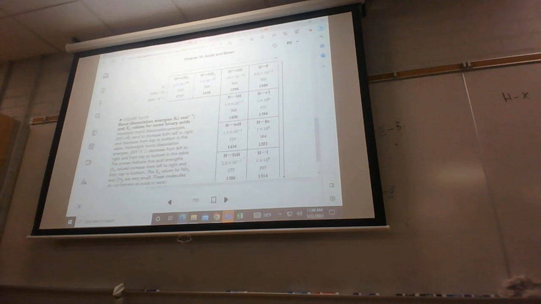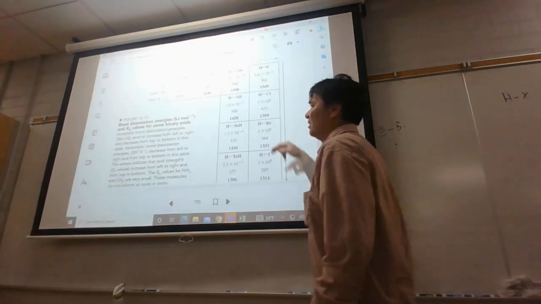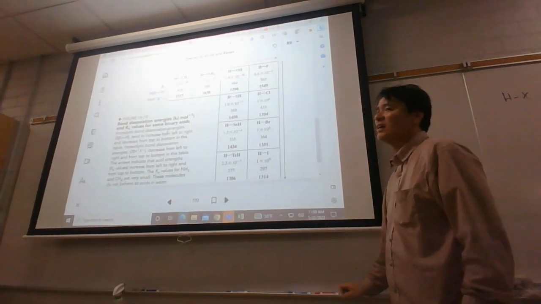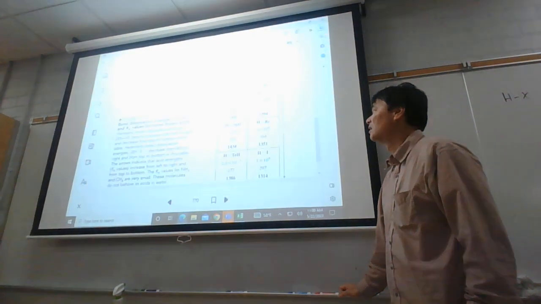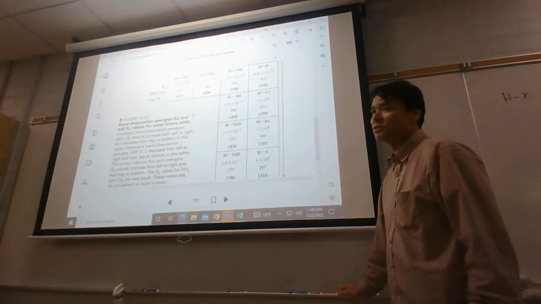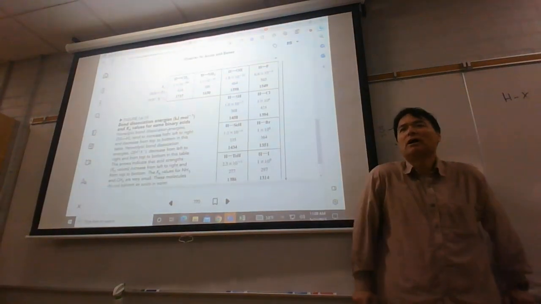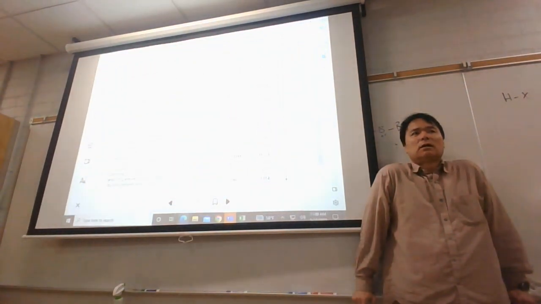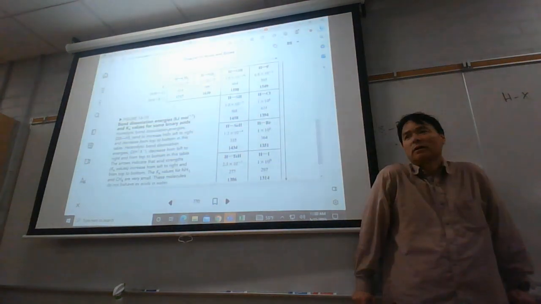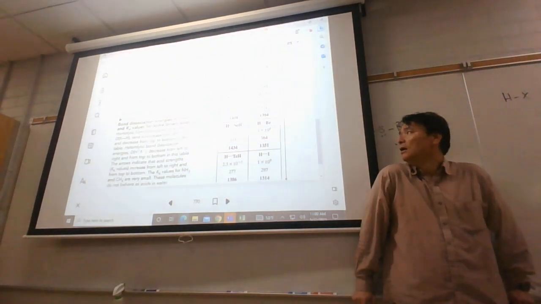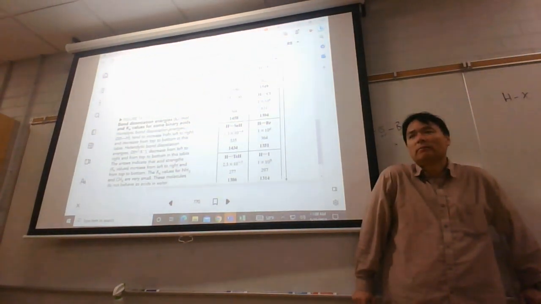Okay, based on polarity, which one should be stronger, HF or HCl? Oh, based on polarity, HF. HF should be stronger. Based on bond strength, which should be stronger? HCl. We have a conflict because polarity tells us HF should be the most polar, and so it should be the strongest. But bond strength says HCl's got a weaker bond.